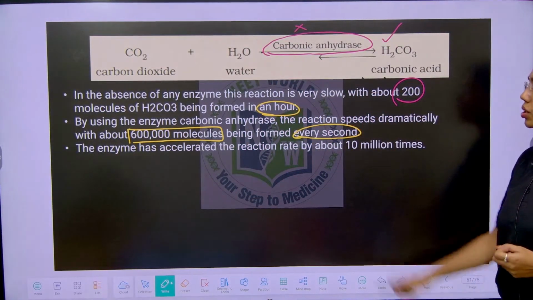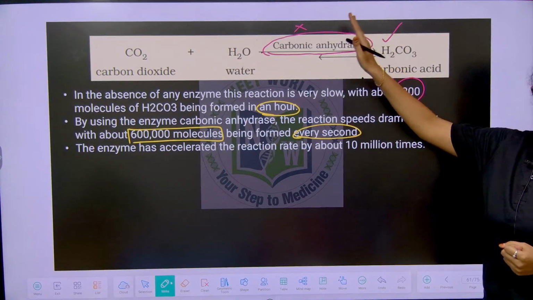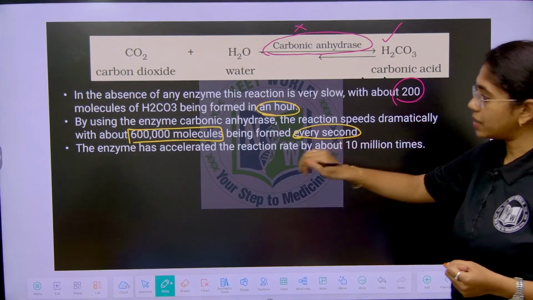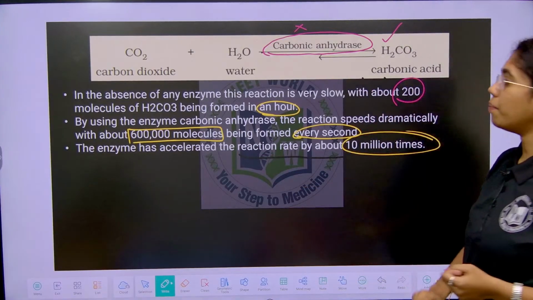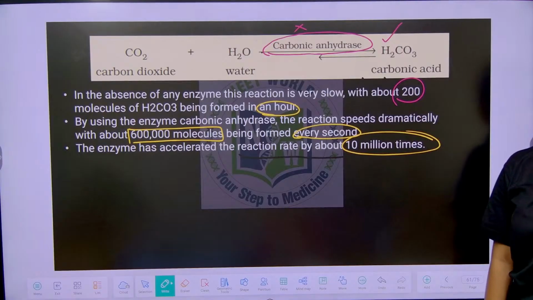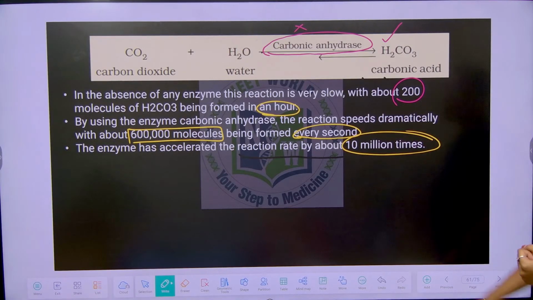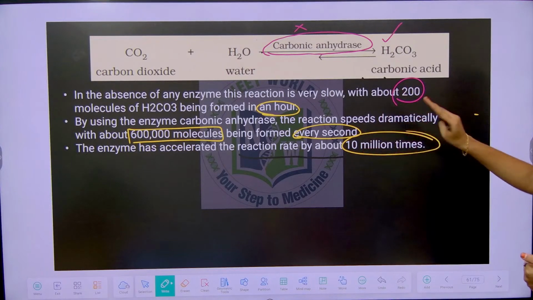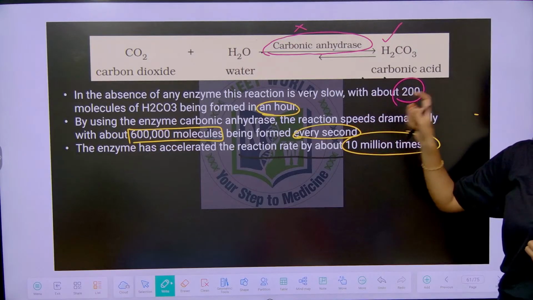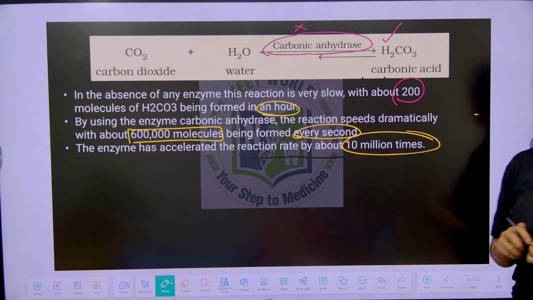So that much catalytic capacity the enzyme has. The enzyme has accelerated the reaction rate about how much? 10 million times. 200 molecules per hour, 6 lakh molecules per second. This transition you just remember.